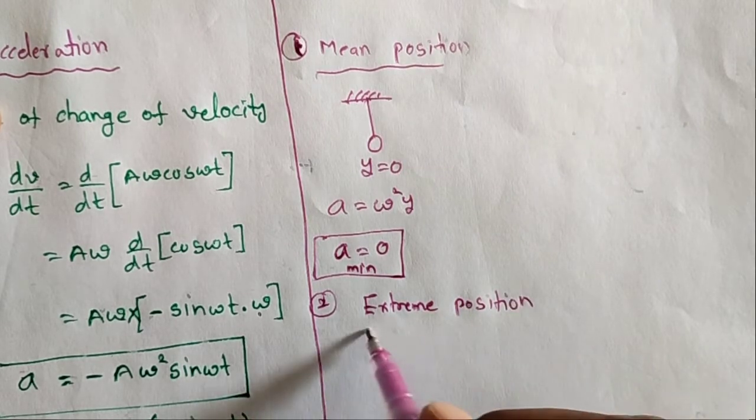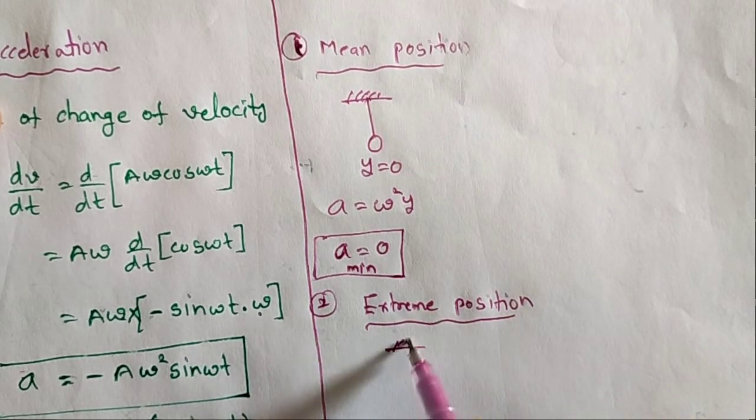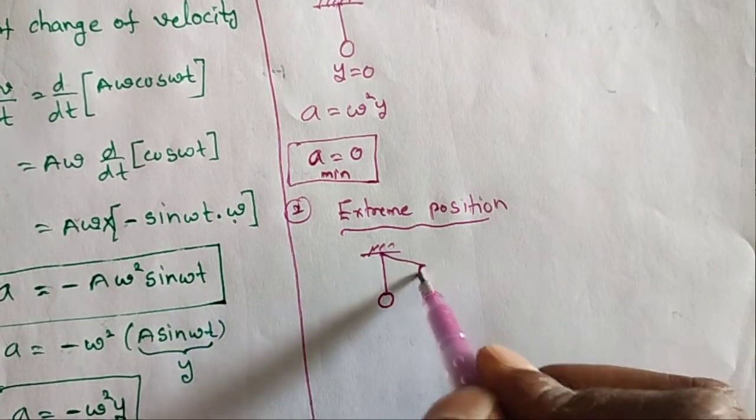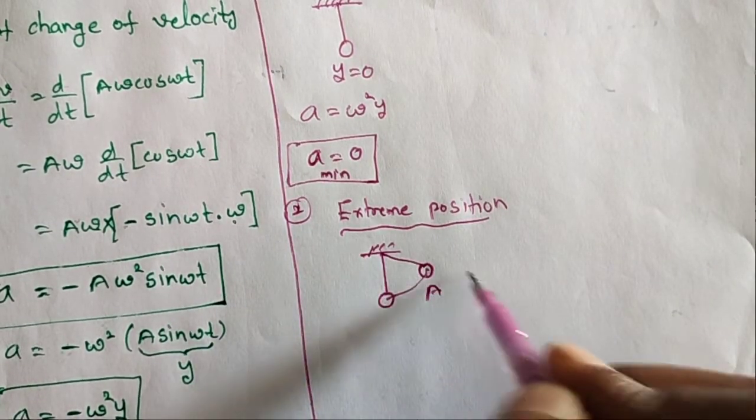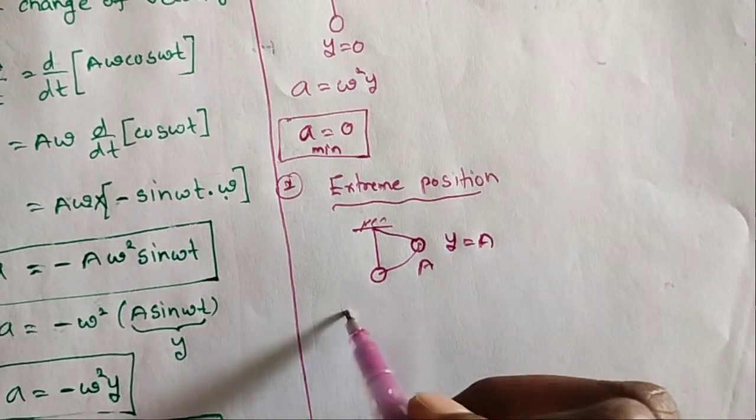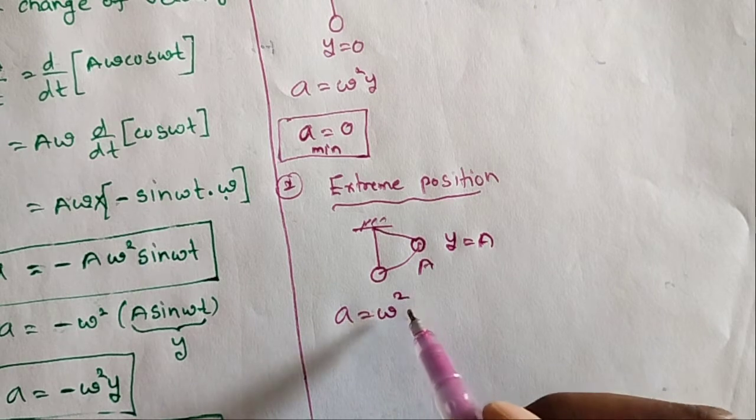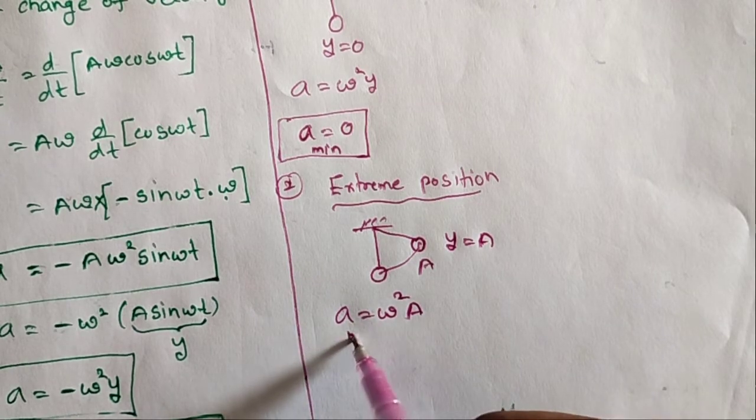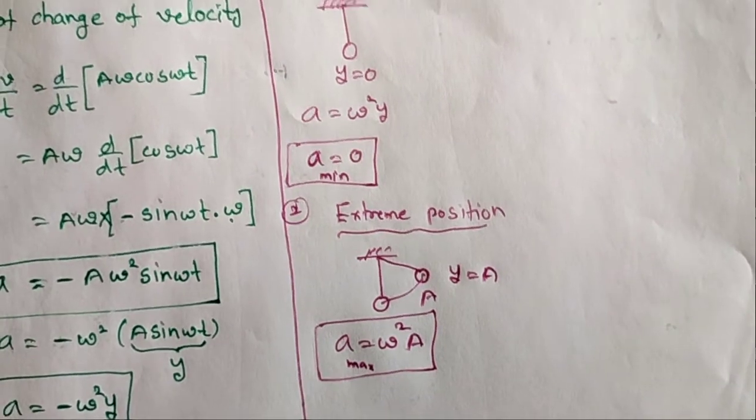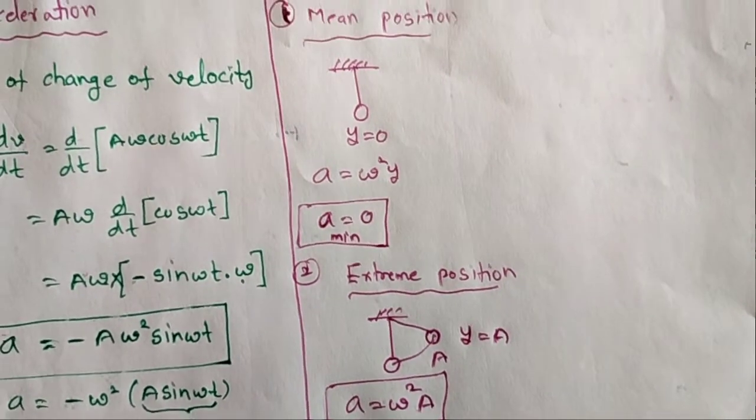At the extreme position, we know there is maximum displacement. Here this is the mean position, this is the extreme position. In the extreme position, what is the displacement? y is equal to A. So substitute in a is equal to omega square y, and a is equal to maximum. So what is your observation about the acceleration in simple harmonic motion?